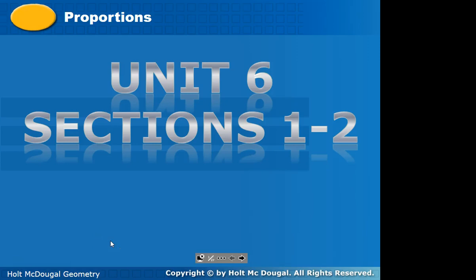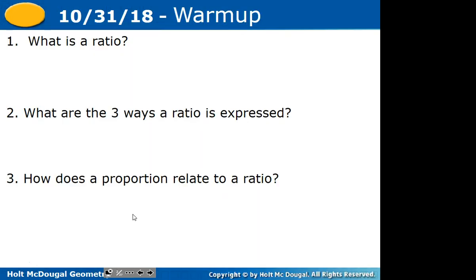Today I'm going to go over the Unit 6, Sections 1 through 2 notes. First of all, we're going to go over a little bit of a warm-up and make sure that we understand what some of the terms are that we're going to use and see what you guys remember from prior years. So our first question here is, what is a ratio? So think in your head, what is a ratio? You could pause the video at this point, think about it.